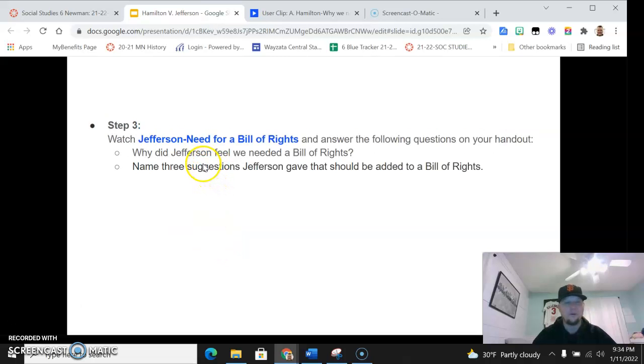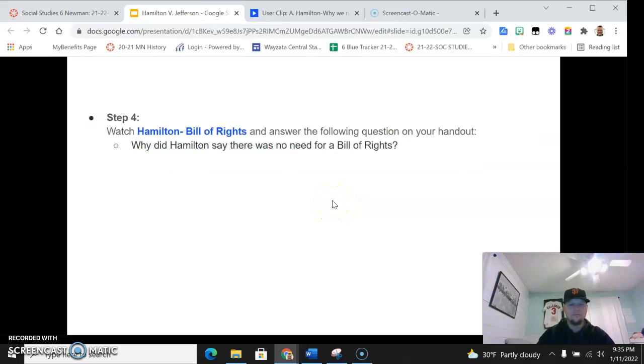Moving on to step 3 or video clip 3, you're going to watch Jefferson talking about the need for the Bill of Rights. This is where we get into those first 10 amendments. Why does Jefferson feel that the Bill of Rights should be included in the Constitution? Write down your answer for that one, and then name 3 suggestions Jefferson gave that should be added to the Bill of Rights.